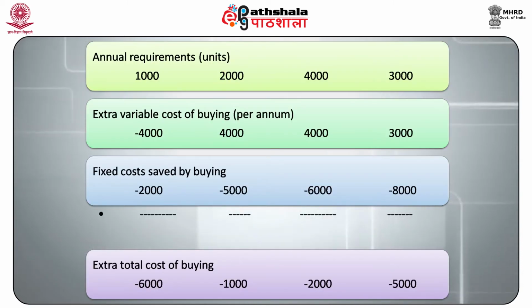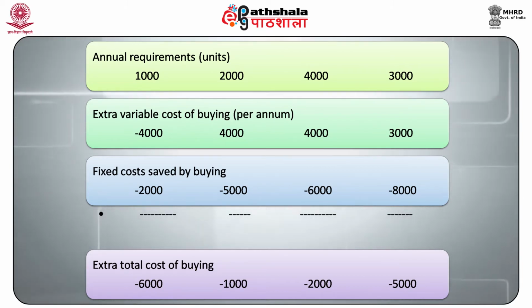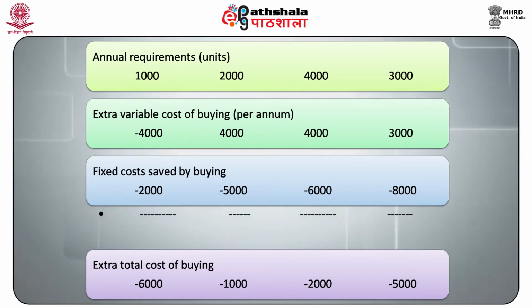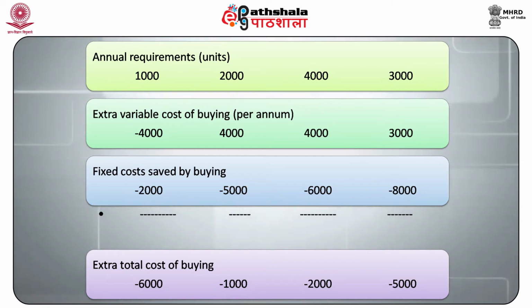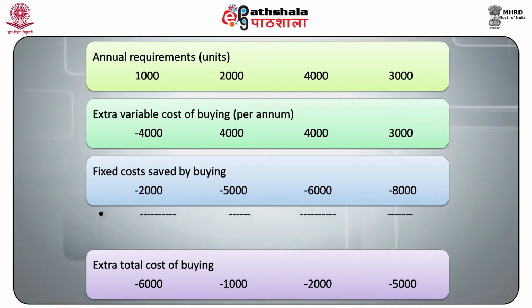The annual requirement units are 1000 for C1, 2000 for C2, 4000 for C3, and 3000 for C4. The extra variable cost of buying C1 units per annum is minus 4000. For C2 it is 4000, for C3 it is 4000, and for C4 it is 3000. The fixed cost saved by buying C1 is minus 2000, for C2 it is minus 5000, for C3 it is minus 6000, and for C4 it is minus 8000.